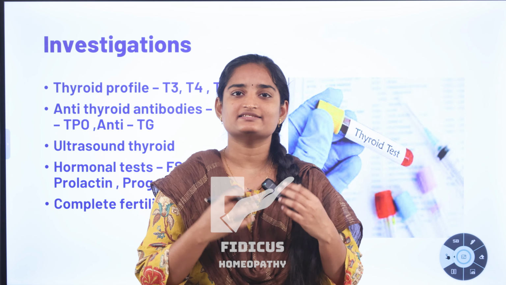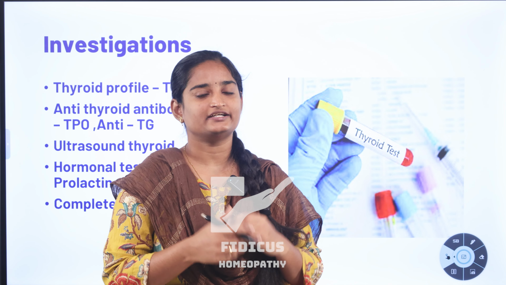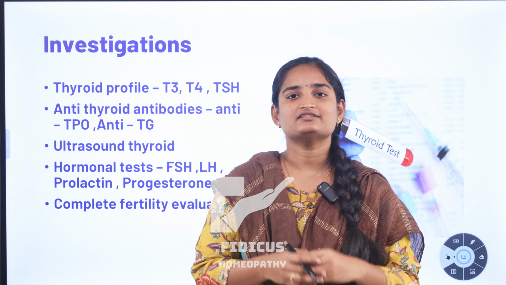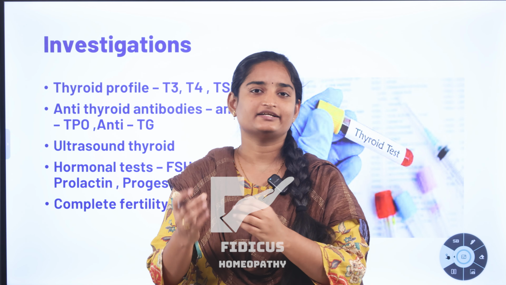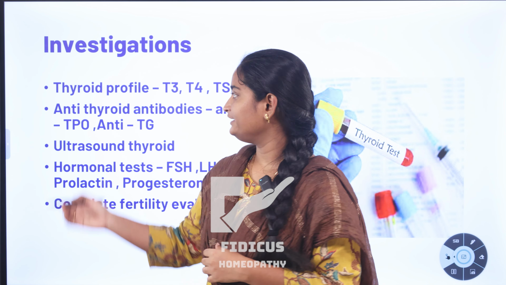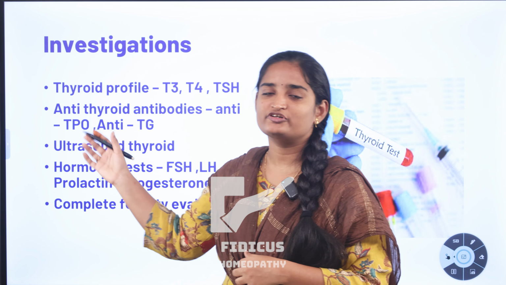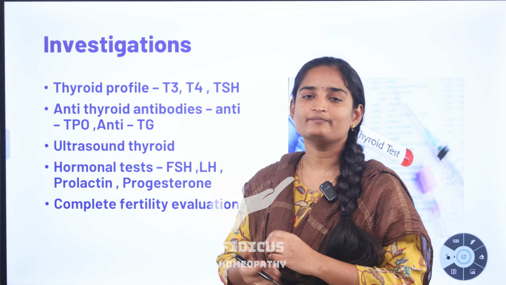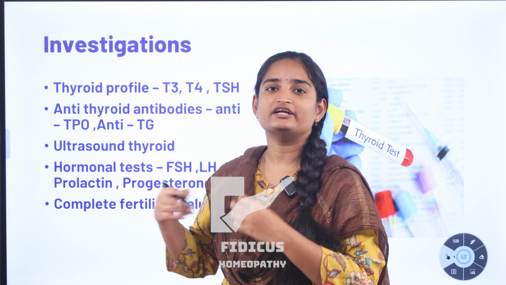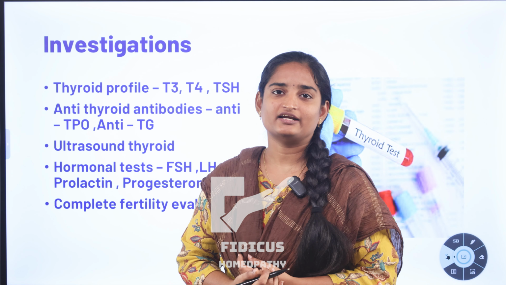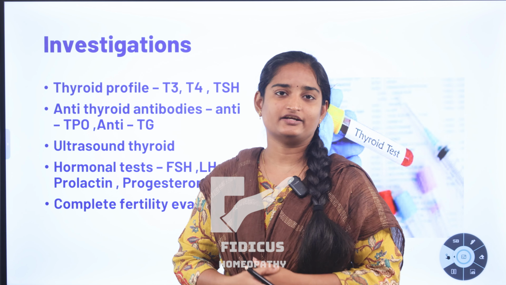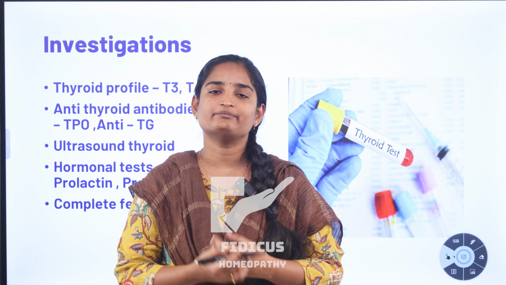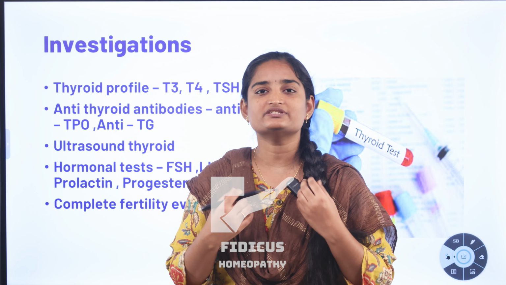Now coming to the necessary investigations to identify thyroid dysfunction. Usually in infertility cases, the first and most common test is the thyroid test. In these tests, the thyroid profile should be done. Levels like T3, T4, and TSH should be known. By knowing this, you can evaluate the normal function of the thyroid gland. The other one is autoimmune screening. In this, anti-TPO or anti-TG antibodies should be screened.